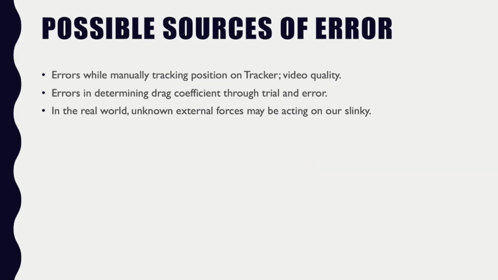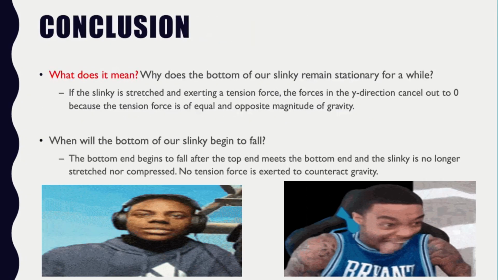Sources of error. 3 main sources. First, manually tracking the slinky in Tracker is imprecise due to motion blur and video quality. Second, the drag coefficient was estimated by trial and error, not measured directly. Third, real-world external forces like slight swinging are not accounted for in the model.